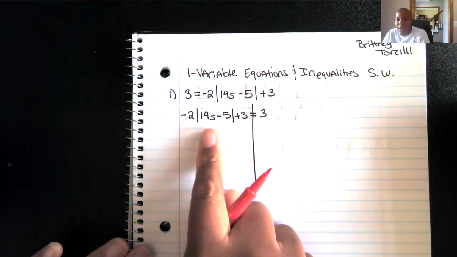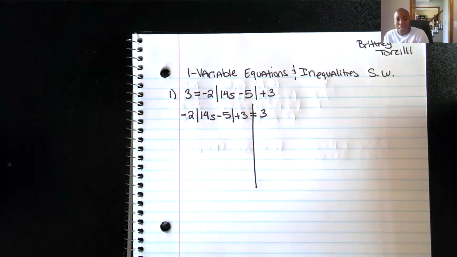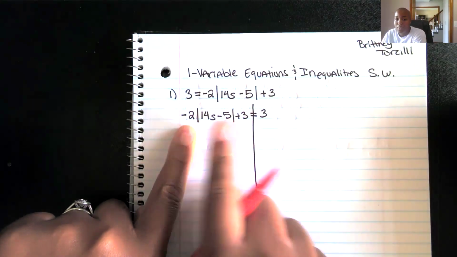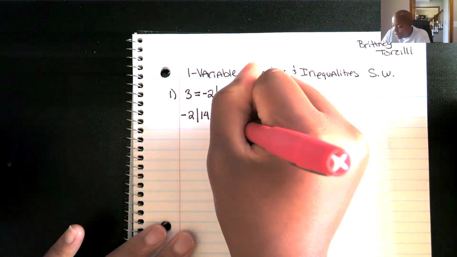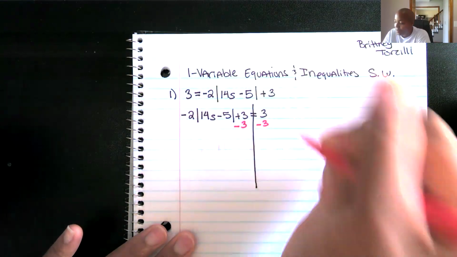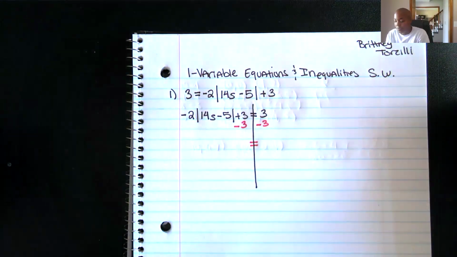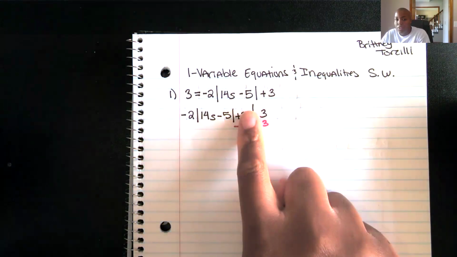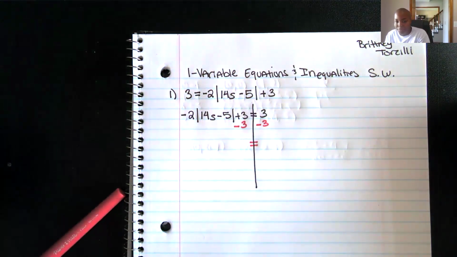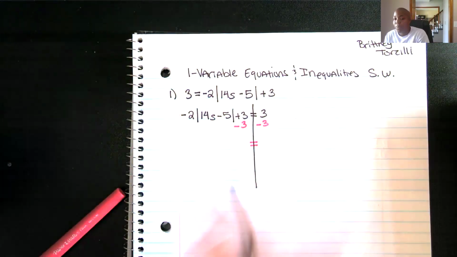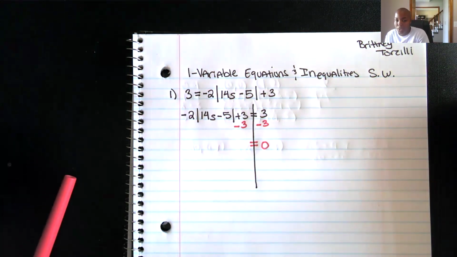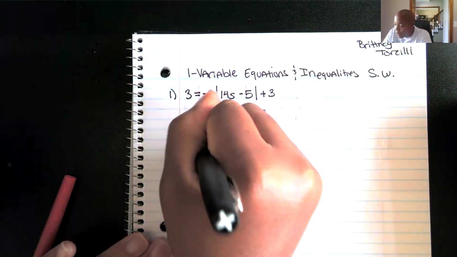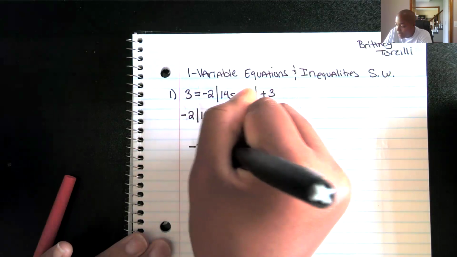First, we want to get that absolute value expression by itself. So we need to get rid of this -2 and this plus 3. We're going to start with the plus 3 by doing the opposite operation, which is -3 to both sides. Three minus 3 is 0, so those cancel out. On the right, we actually subtract those. 3 minus 3 is 0. And then we bring down the rest of the expression that is left over. So we have -2 times the absolute value of 14s minus 5.